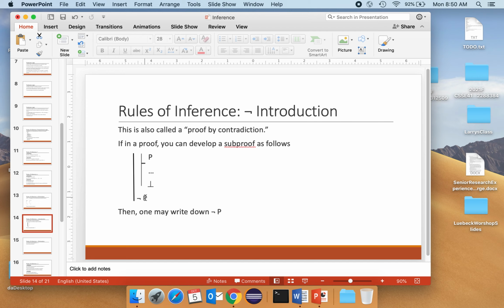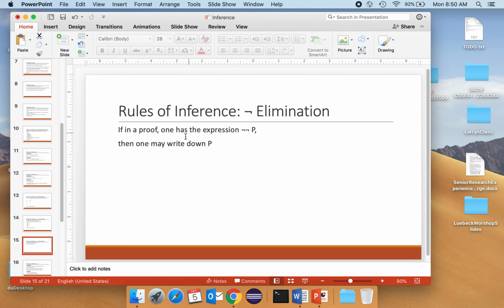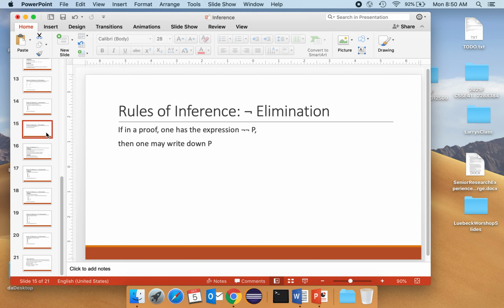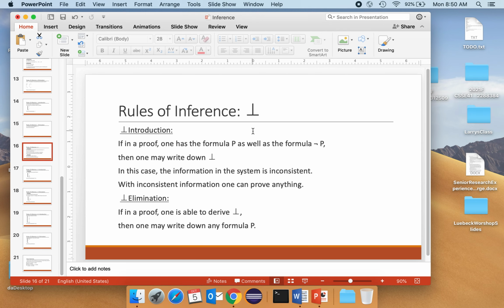So then obviously we would write down not P, and then we can go down to the P by this rule over here. All right, very good, humming along. I love this thing, right?